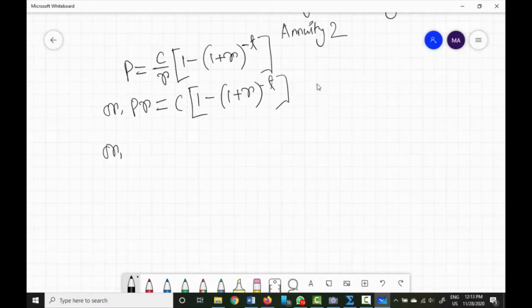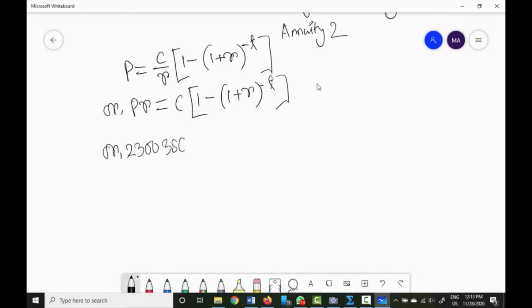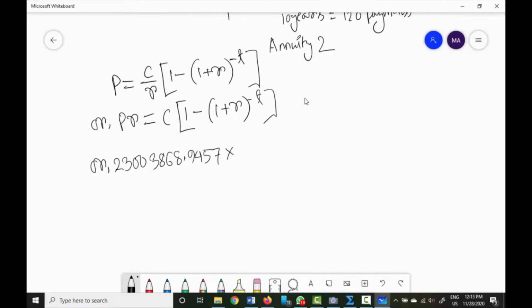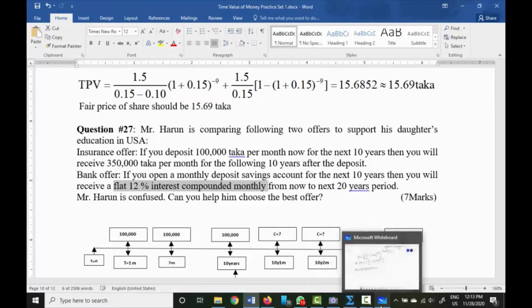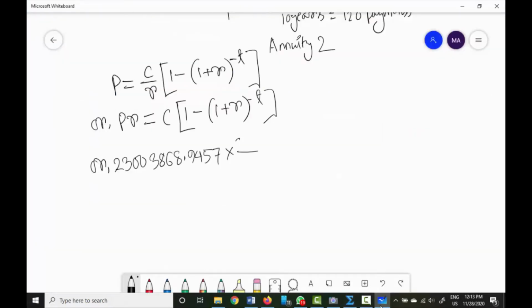So the present value is 230038.9457 multiplied by R. So R is what? R is 12% compounded monthly, same interest rate. So 12% means 0.12. Compounded monthly means we need to get the monthly rate by dividing by 12, right?